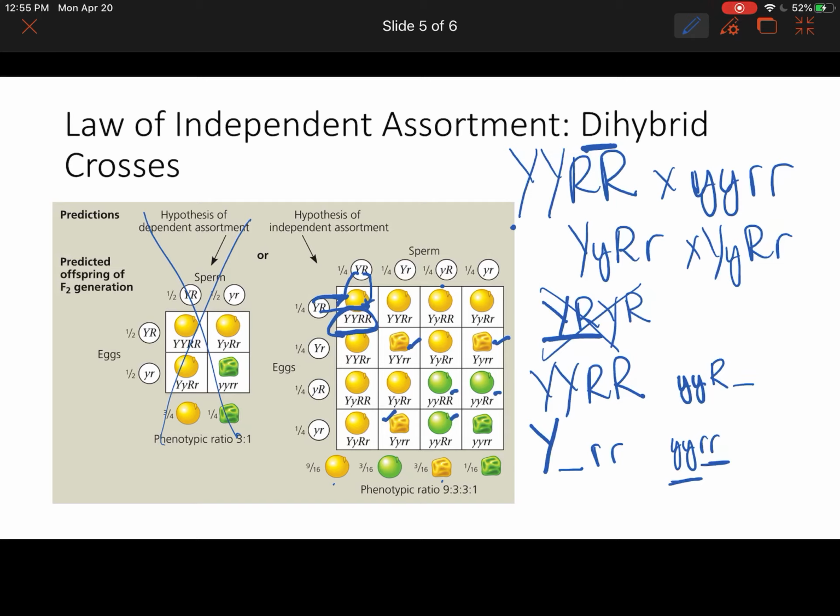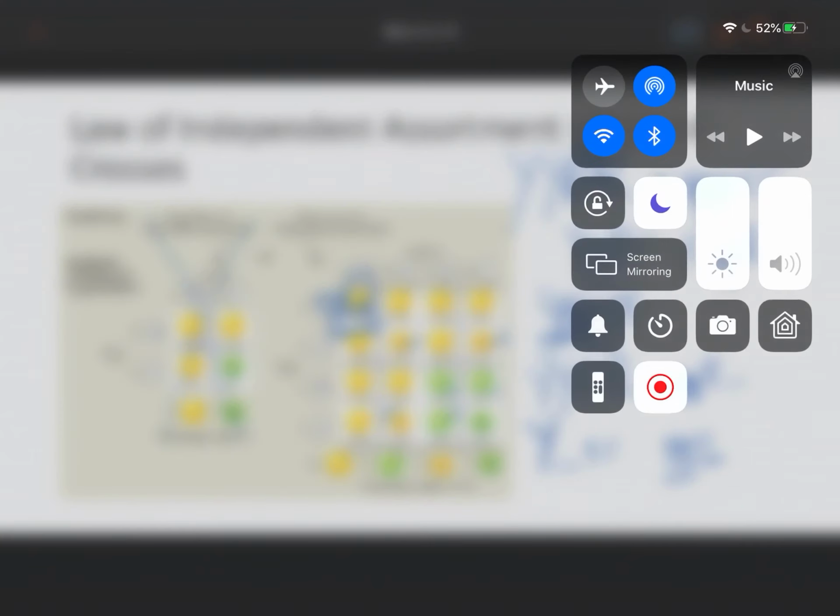So the point of all of this is that when we've got dihybrid crosses, as long as the alleles for the two different traits are on two different chromosomes, then they are going to sort independently.